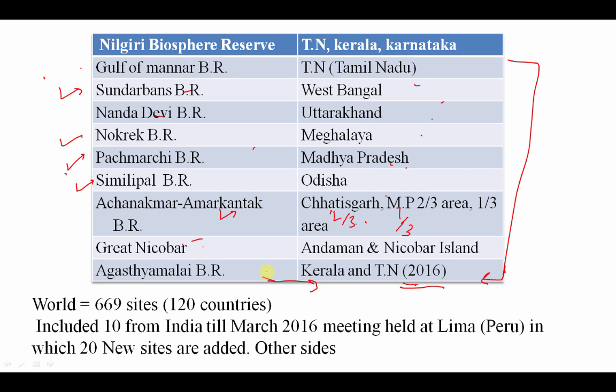So in the world there are 669 sites in 120 countries. Okay, the Man and Biosphere program list. In the Man and Biosphere program list, there are 669 sites. Okay, and out of it, 10 sites are from India. The last meeting was held at Lima, Peru, in which 20 new sites were added.